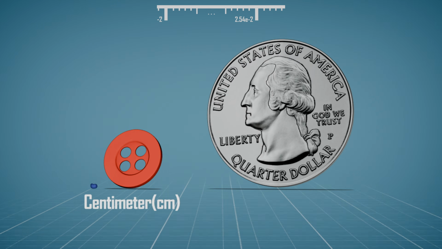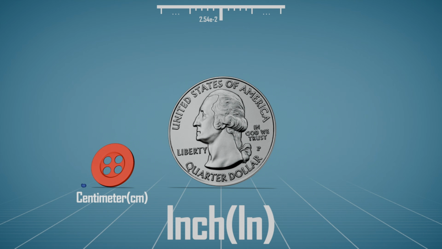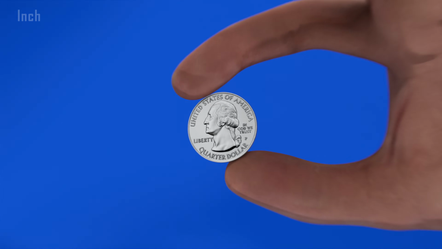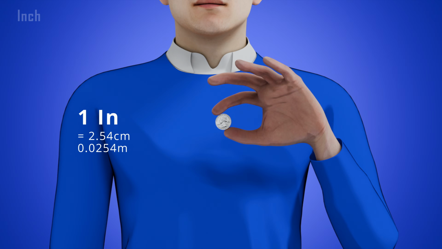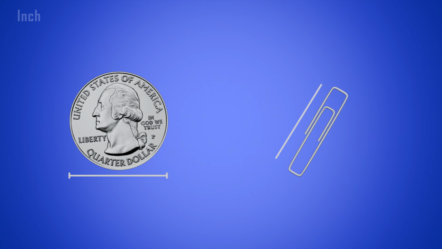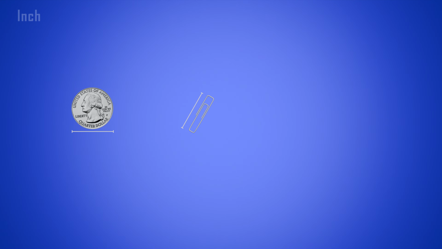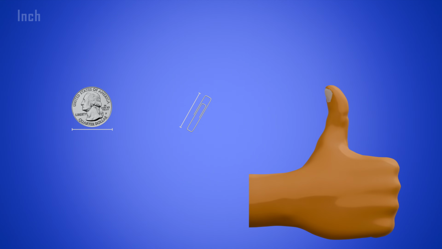Next, our first imperial system unit, we have inches. 1 inch is equal to 2.54 centimeters. That is about the size of a quarter, or a paper clip, or a handy part of your body, your thumb, about the distance of the tip to the joint.